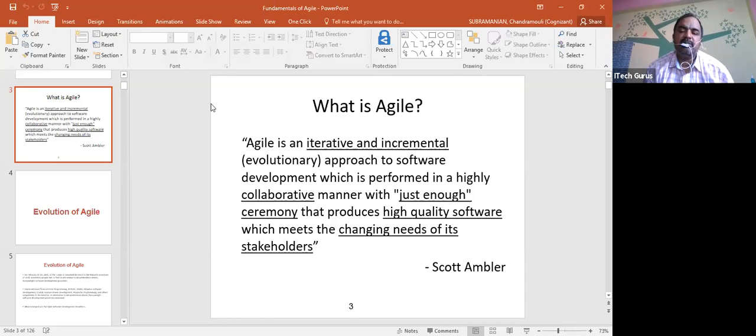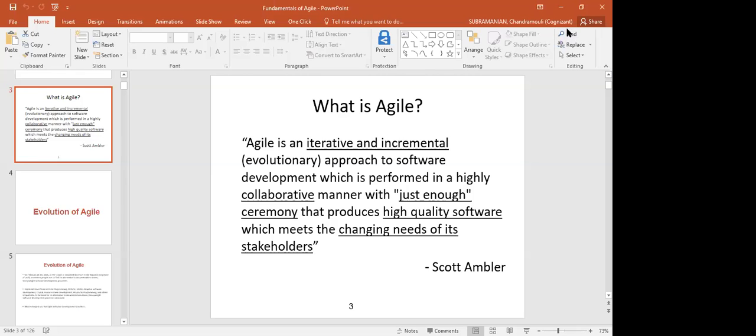So agile is another life cycle model. If you deep dive further, we know that in project management, in PMP also, we learned about the life cycle, the project life cycle in particular. Agile is one of the life cycle models or methodologies.